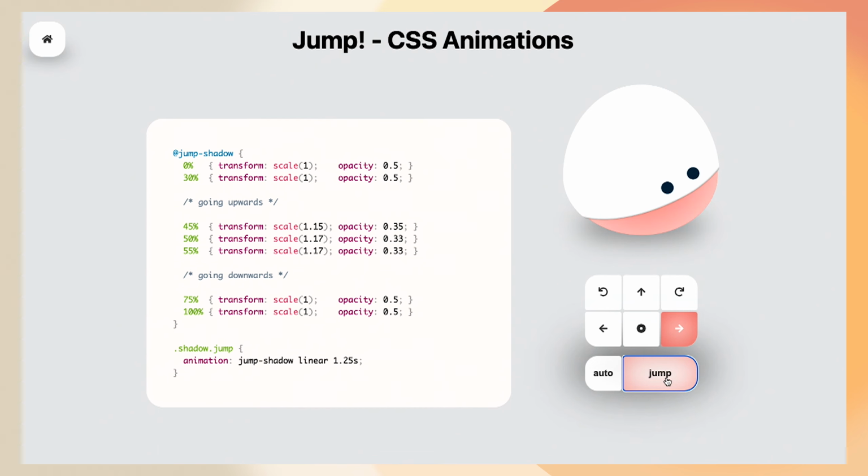So the shadow keyframes follow the same percentages as the jump animation, and so while Mira is jumping, we will scale up the shadow a little bit and lower the opacity. And as you already saw, it creates a pretty fun effect.